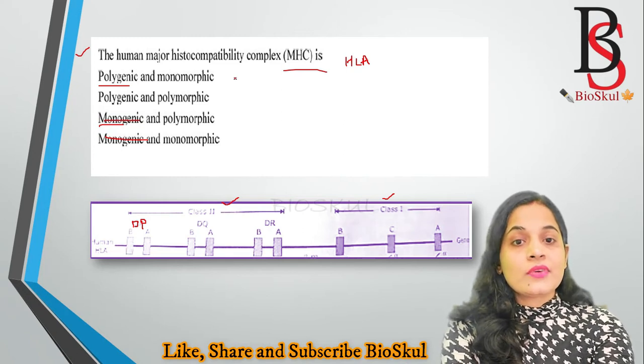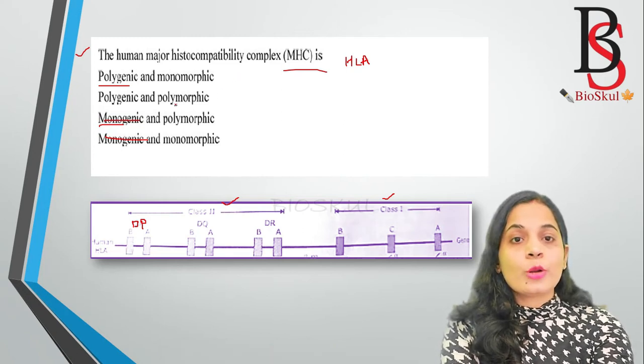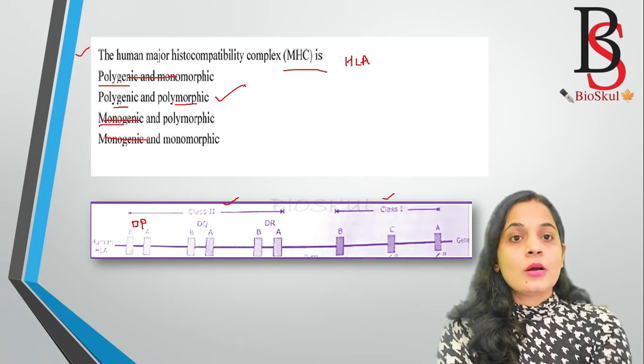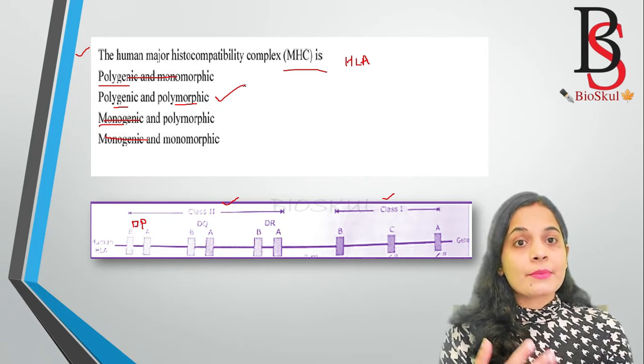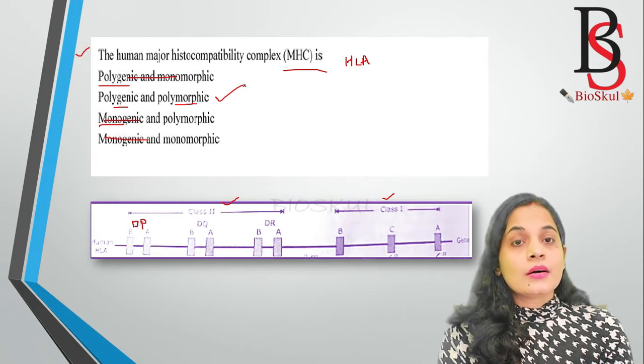Then, the next one is whether MHC is monomorphic or polymorphic. MHC is polymorphic. So, let's eliminate this one. This one is the correct answer. Polymorphic means different alleles are present in different individuals of a population.